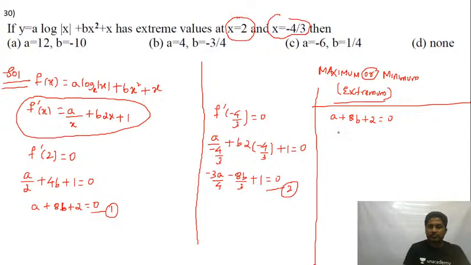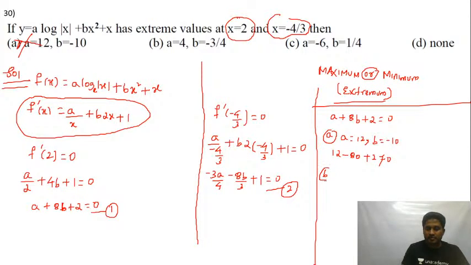Right, what is the first option? First option is a is equal to 12 and b is equal to minus 10. Let me check whether it will satisfy. Are you able to understand, guys? Hope this is clear. Just take any one of the equations and substitute the options. If I substitute the first option, you get 12 minus 80 plus 2 is equal to 0. That's not possible. So first option is ruled out.